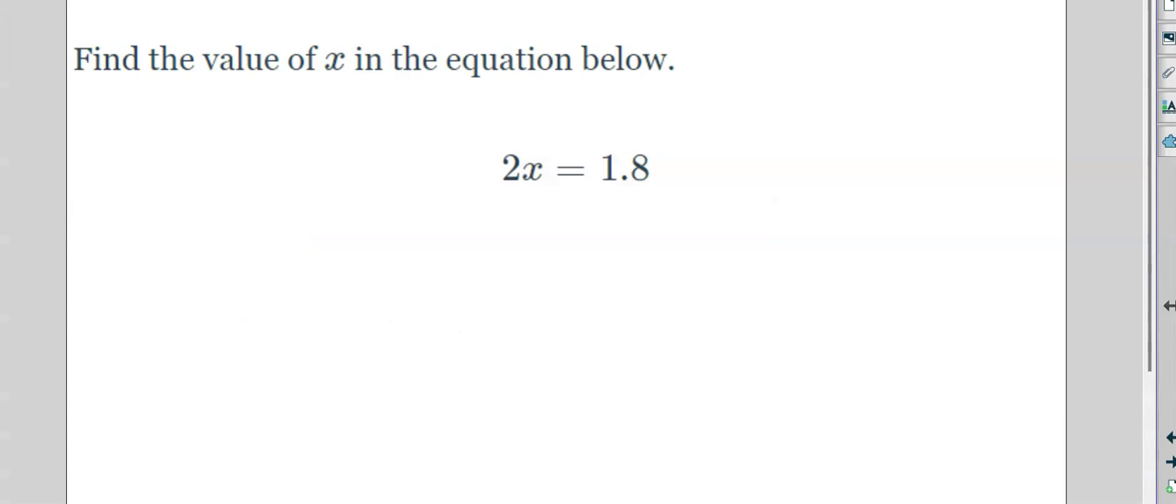For this first question, the variable x is being multiplied by 2, and the inverse of multiplying is dividing. So we're going to divide both of these sides by 2, isolating our variable x, and leaving us with 0.9. Use your calculator if you need to compute the math.